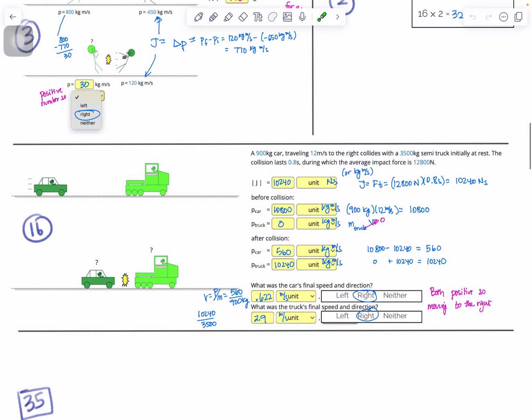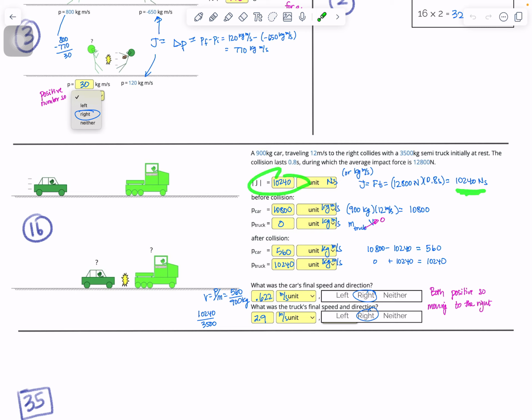Okay, so the next one. I know that I have a 900 kilogram car traveling 12 meters per second to the right, and so I can calculate the momentum. So 900 times 12 is 10,800 kilogram meters per second. The semi-truck is at rest, so the semi-truck has 0. The collision lasts 0.8 seconds with an average force of this, so that's how I'm going to find my impulse. So impulse is F times t. 12,800 is my impact force. That's my impact time. And so that gives me my impulse or change in momentum.